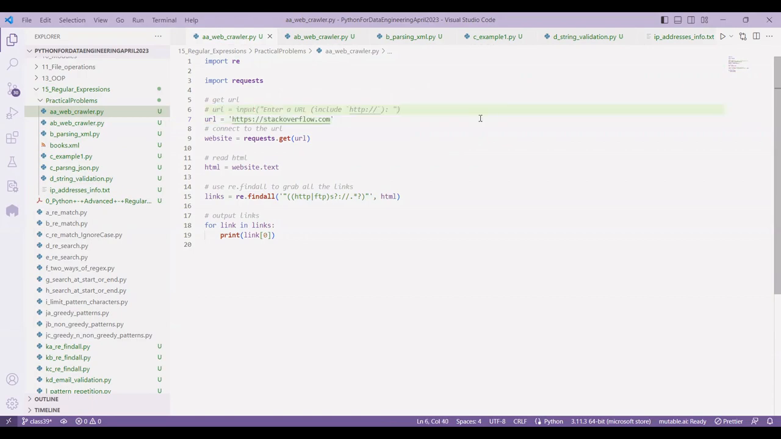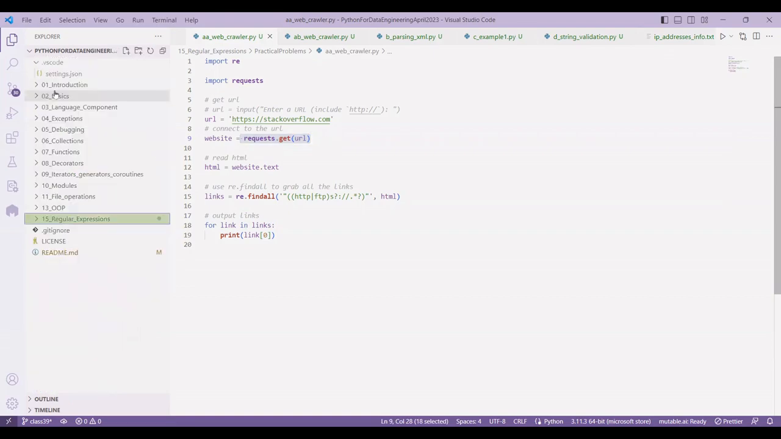You see, this is a real example. On Stack Overflow, if you open the website, you have a lot of links. If you want only specific links, you can go like this. Requests is a module to get the data from another website or another web server. So that is the advantage.